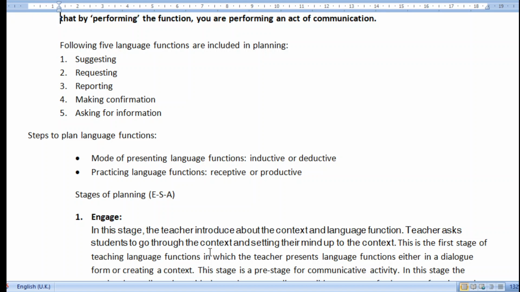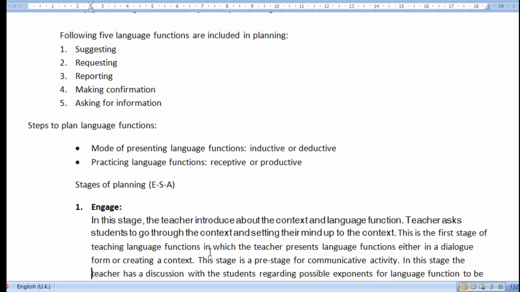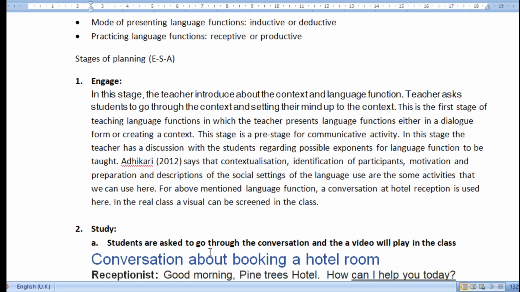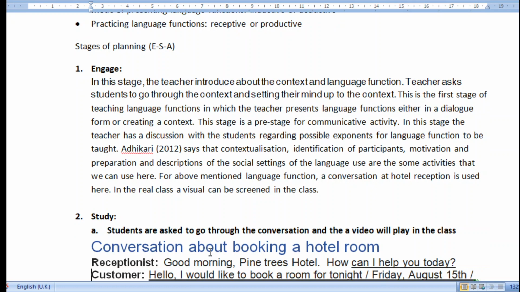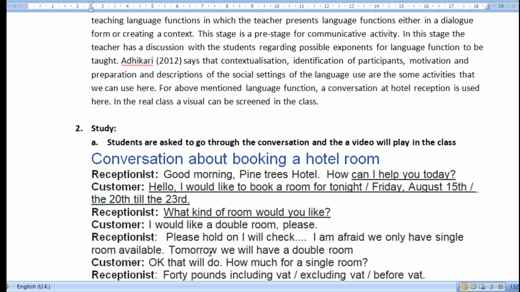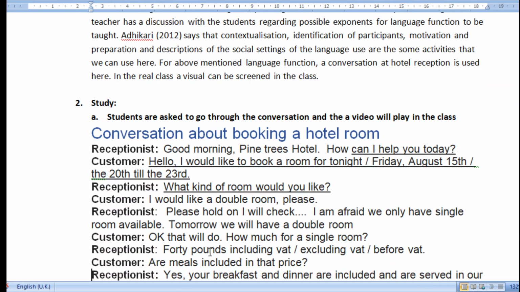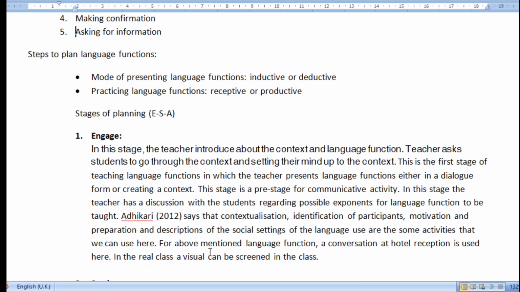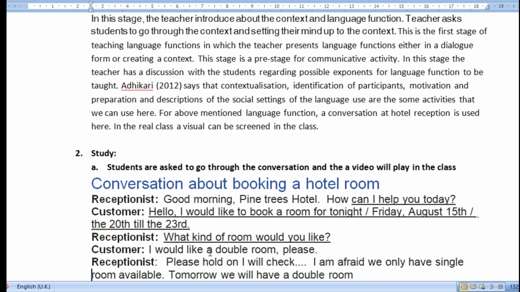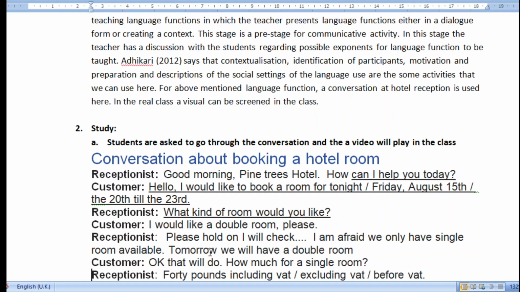For teaching these language functions, I have a tool over here, that is a conversation. You can also give an example of a story or poem, but I think forming a dialogue will be easy in the examination hall. Now this is the study section. I have already told you that I am following the ESA model: engage, study. We are in the study part.